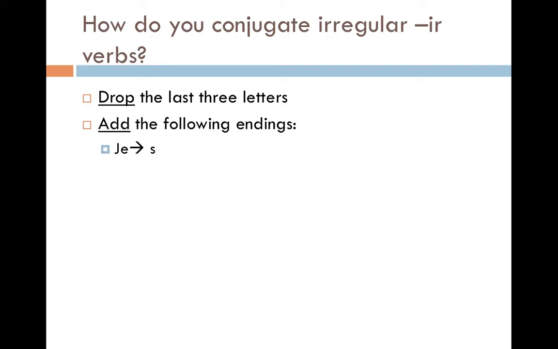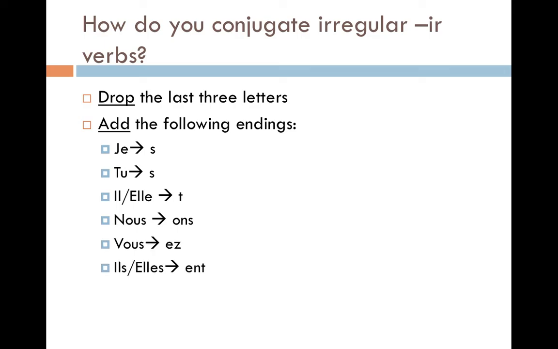For je, you would add S. For tu, you also add S. For il or elle, he or she, you add a T. For nous, you add ONS. For vous, you add EZ. And for ils, elles, you add ENT.